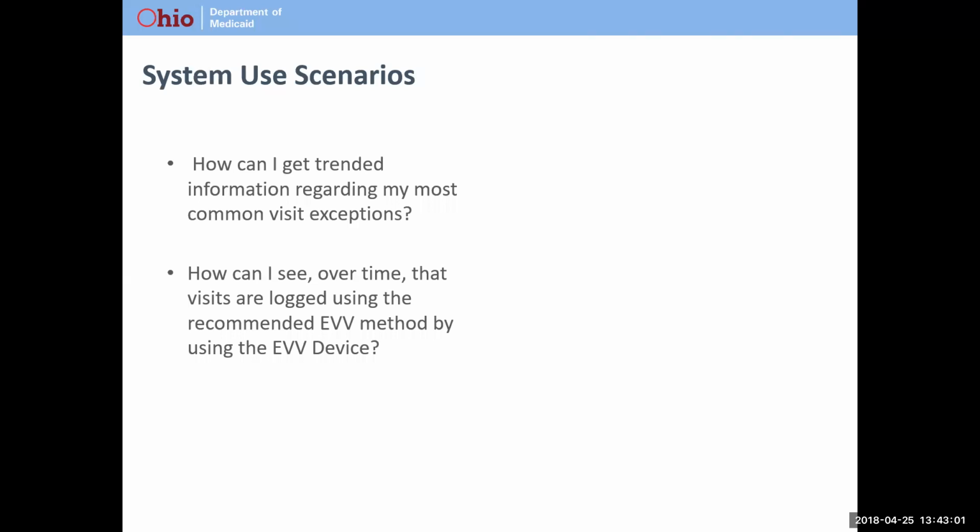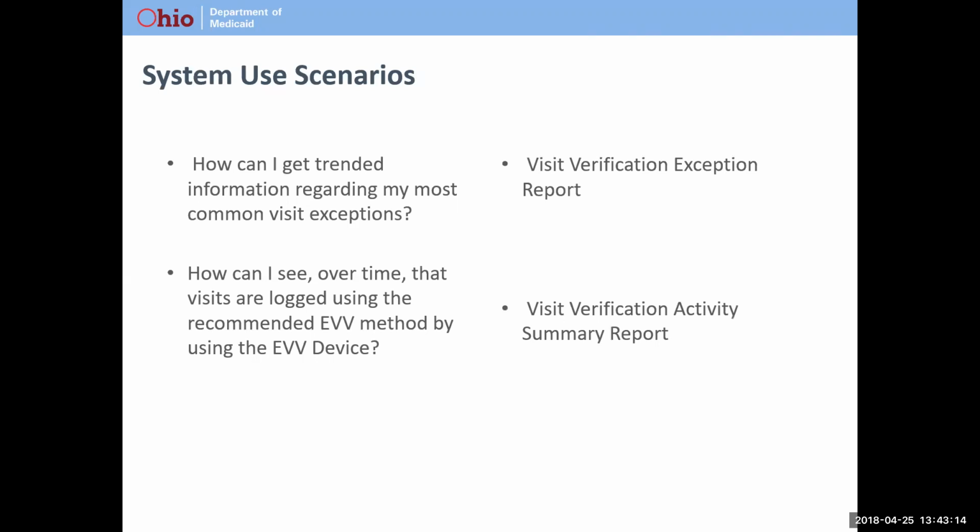For date range reports, we have received a couple system use scenarios. These include, how can I get trended information regarding my most common visit exceptions? And how can I see over time that visits are logged using the recommended EVV method by using the EVV device? Now, agency providers would probably be more interested in the second scenario than non-agency providers, but both types of providers will still have this report, so we'll still review it today.